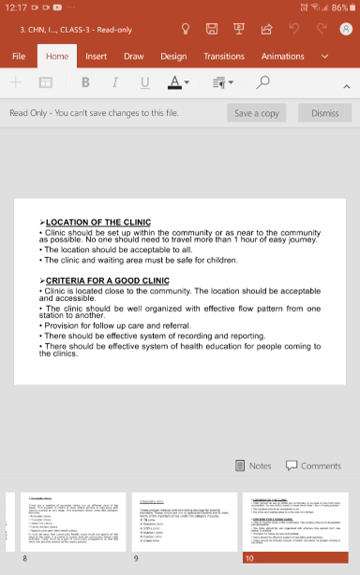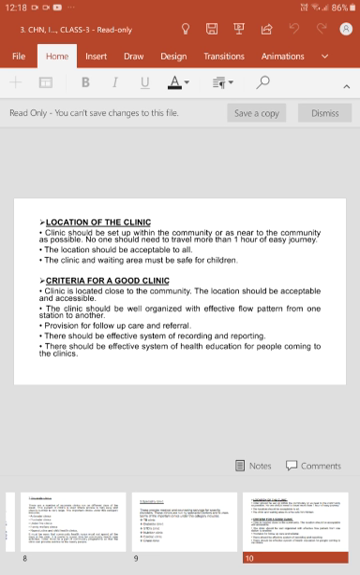The location should be acceptable to all the people, because in a community, if the clinic is in the center, it is very easy for people coming from the peripheral areas to travel to the central part. Everybody will have an equal travelling distance. So everybody has to accept that the clinic should be in the nearest place.